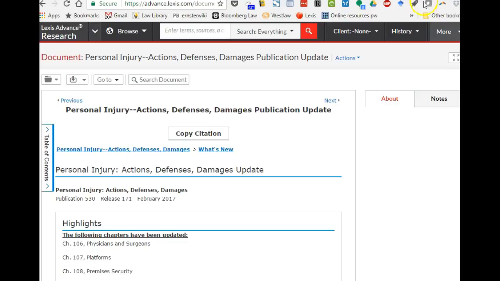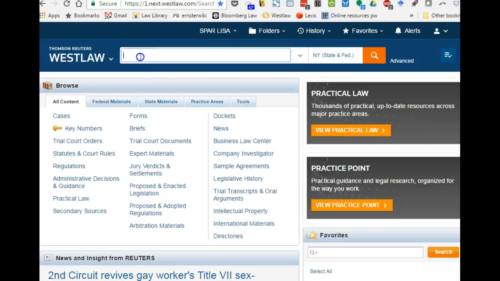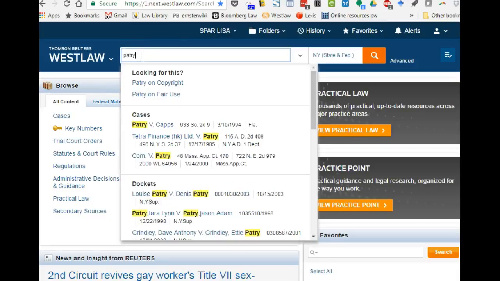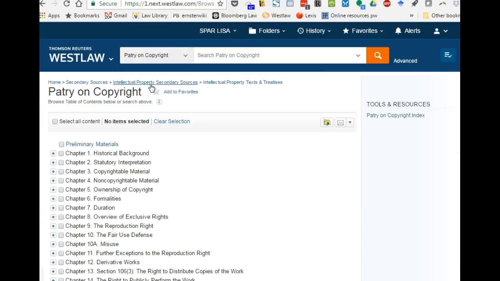Okay, so that's loose leaves if you're looking on Lexis, on Westlaw. And of course, as on both services, if you have a name like Nimmer on Lexis, if you happen to know Patry on Westlaw, since if you only have Westlaw, you're not going to get Nimmer. So if you happen to remember, Patry's after Nimmer, Patry's one of the leading copyright treatises and loose leaves.